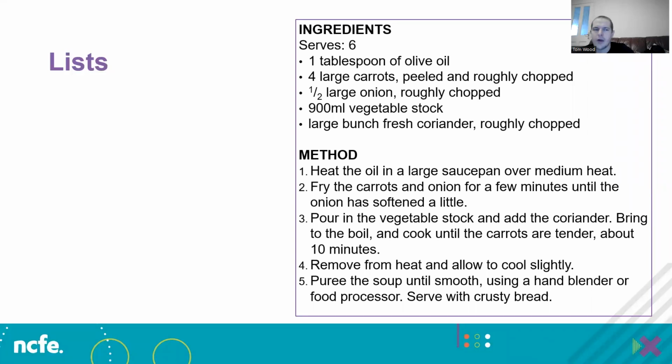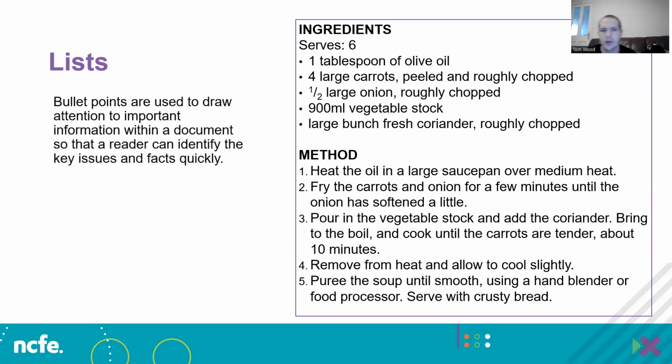So moving on then, we have our lists, and these are very important. These pop up very frequently as an organizational feature that we are asked to talk about. So first of all, we've got ingredients here at the top. For whatever this is, it serves 6 people. And what we've got here is what are called bullet points. So again, it looks like a little bullet hole has been put there. Bullet points are used to draw attention to important information within a document so that the reader can identify the key issues and facts very, very quickly. So here you can see the ingredients that are being used here.